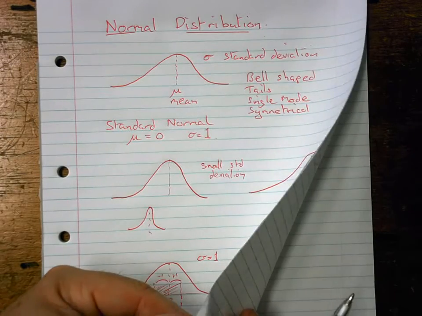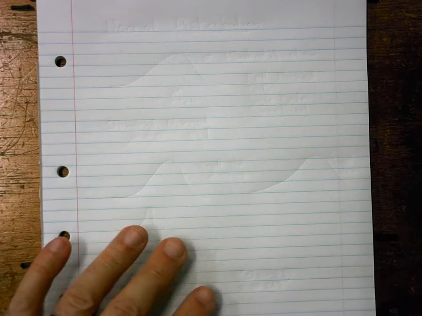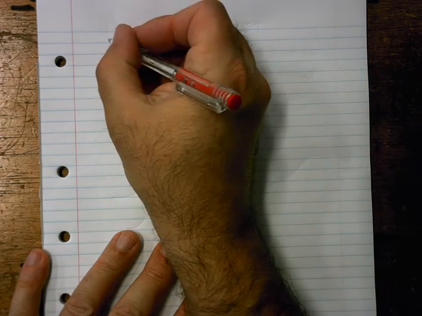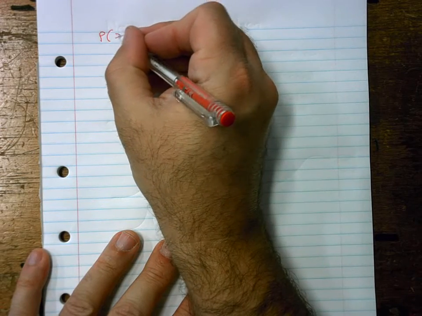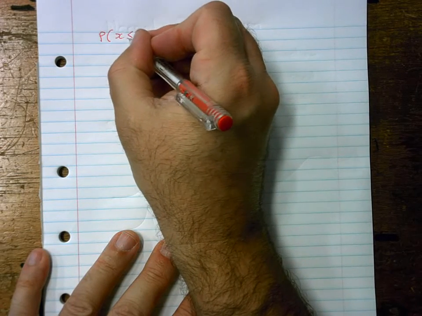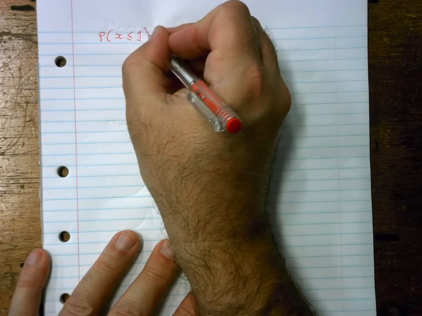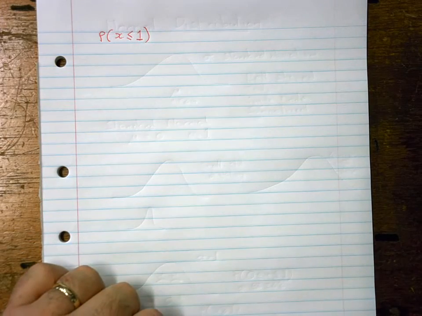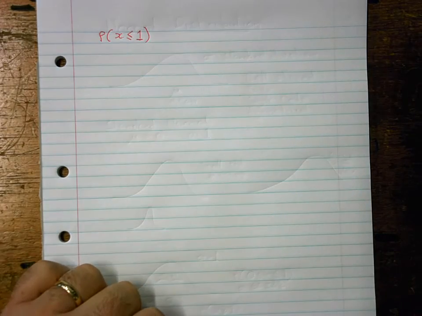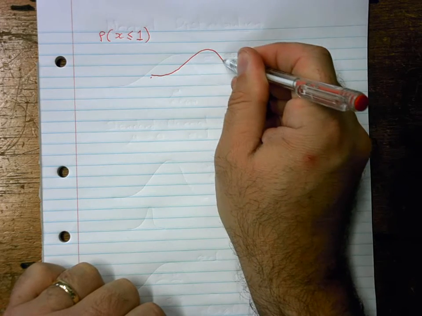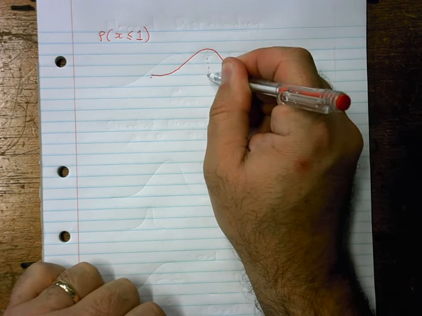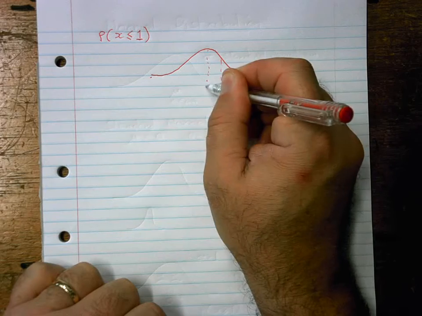So all I want to know is, what's the probability then of getting a number x is less than or equal to 1? What's the first thing we need to do? Draw the picture. So we just draw ourselves a picture. There it is. Little dotted line down there. There's the number 1. That's the number 0.